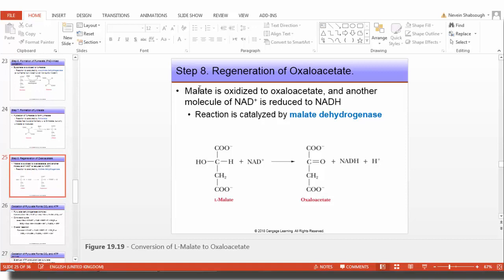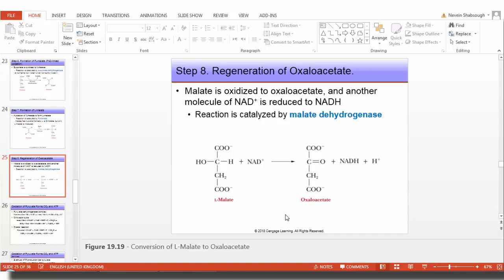Then the final step in the cycle, step 8, regeneration of oxaloacetate. This is also the 4th and final oxidation step. Malate is oxidized to oxaloacetate, and another molecule of NAD+ is reduced to NADH, as you can see here. The reaction is catalyzed by the enzyme called malate dehydrogenase. The oxaloacetate can then react with another molecule of acetyl-CoA to start another round of the cycle.